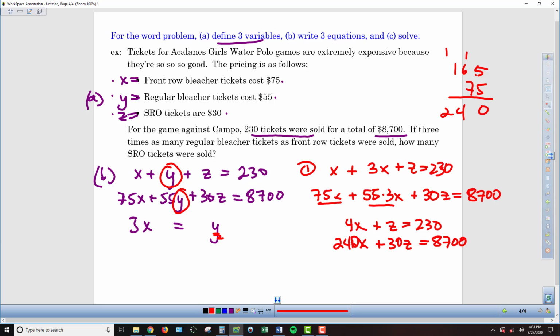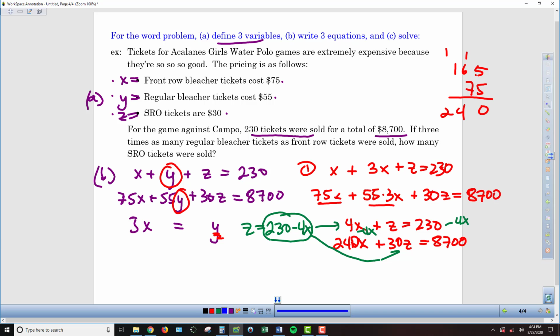So now we're ready to decide, do we want to use substitution or do we want to use elimination? And I'd say, why not use substitution? We've already done it once. Let's do it again. In this equation here, I can get z by itself pretty easily by just subtracting 4x from both sides. So we're going to end up with z equals 230 minus 4x. And now I can go to the bottom equation and drop it in right there.